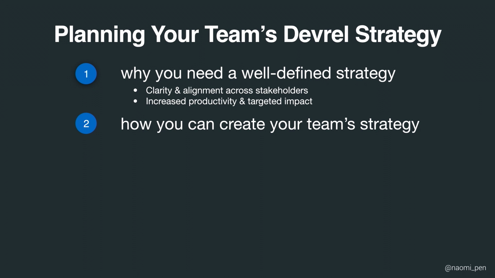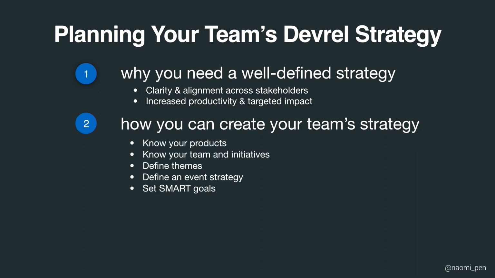Then we talked about how you can go about creating your team strategy, and that is following the 5 steps that I went through: knowing your products, knowing your team and initiatives, defining the bigger themes, defining an event strategy, and lastly, setting SMART goals. And note that this is not the end of it. After you're done with the planning session, it continues, and everyone who is working on an initiative should continue this process.